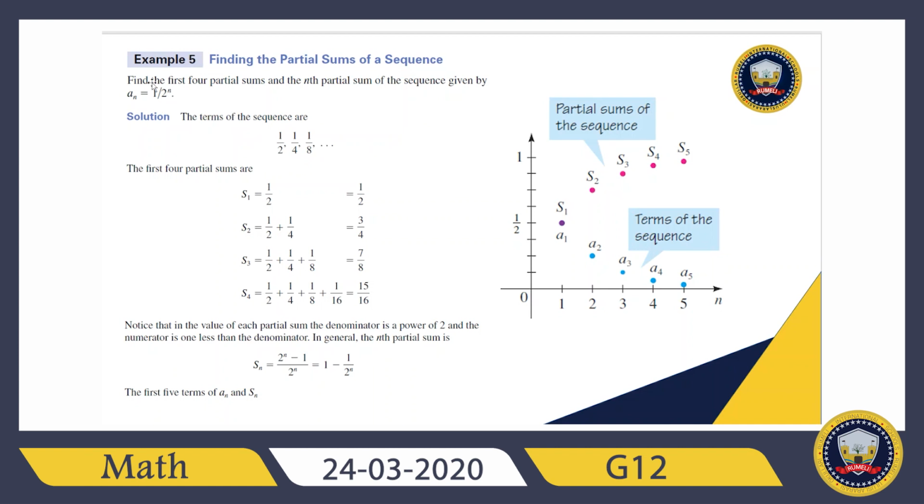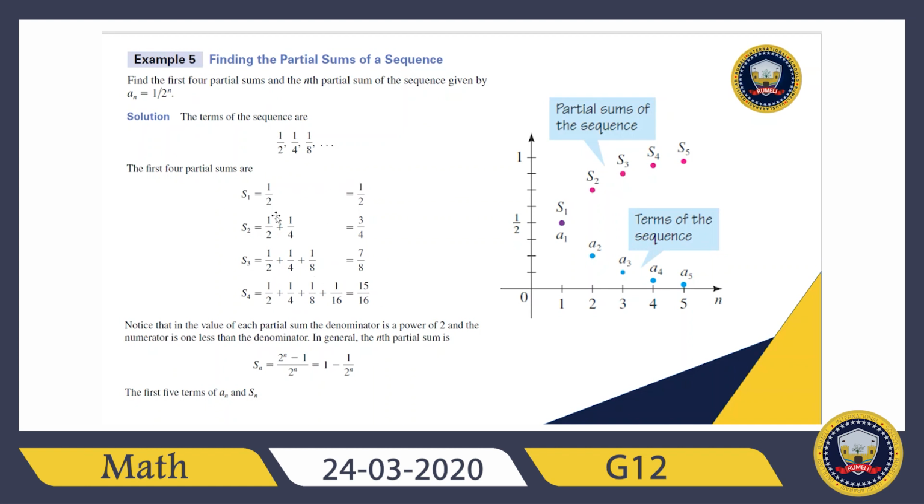To find the sums, or the partial sums, we can immediately start with S1, which is immediately the first term. For S2, we take these two, add them, and we will get the number. For S3, we add a1, a2, a3, and we will get the answer. For S4, because it's asking me for the first 4 partial sums, a1, a2, a3, and a4 equals S4.